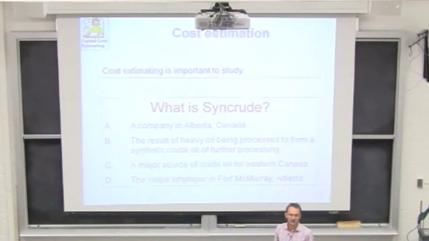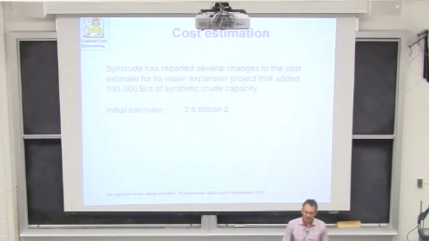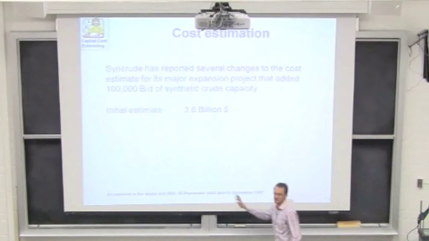Let's understand first why this is even useful. So Syncrude's a company in Alberta. Over a number of years, they've had a major project that they've been attempting to get off the ground over the past decade. So there's a bit of background about the company. You can read more about them. In this project, they wanted to increase their production capacity by a significant amount, 100,000 barrels per day. Their engineers estimated the project would be $3.6 billion. So this was back in 2002. So more than 10 years ago.